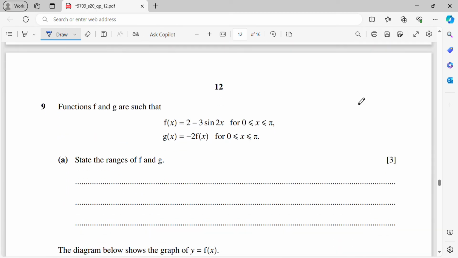Okay, next question, number 9. Given fx and gx, state the ranges of f and g. So now look at here. Your fx is 2 minus 3 sine 2x, x from 0 to 2 pi. So now I will write down here first.